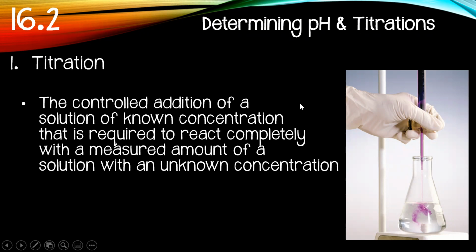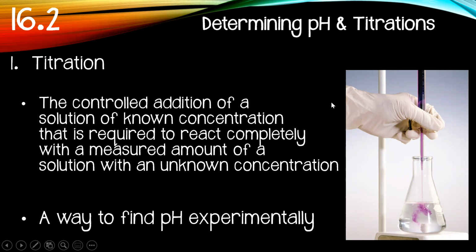So titration is basically the controlled addition of one substance to another substance, in which you actually know the concentration of one substance and you don't know the concentration of another substance. And the goal is to figure out how much of the known substance is needed to completely react with the unknown, or I should say the unknown concentration, substance. One is an acid, one's going to be a base. This is also an experimental way to find pH, but we won't get into that specific calculation.